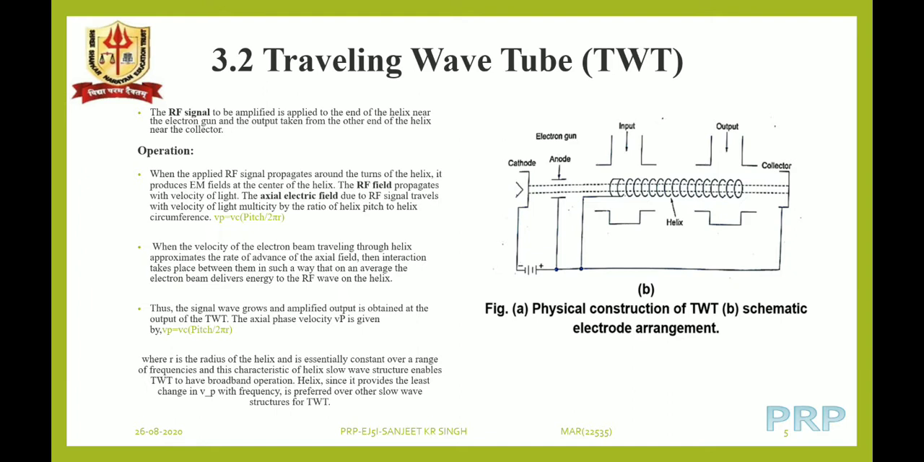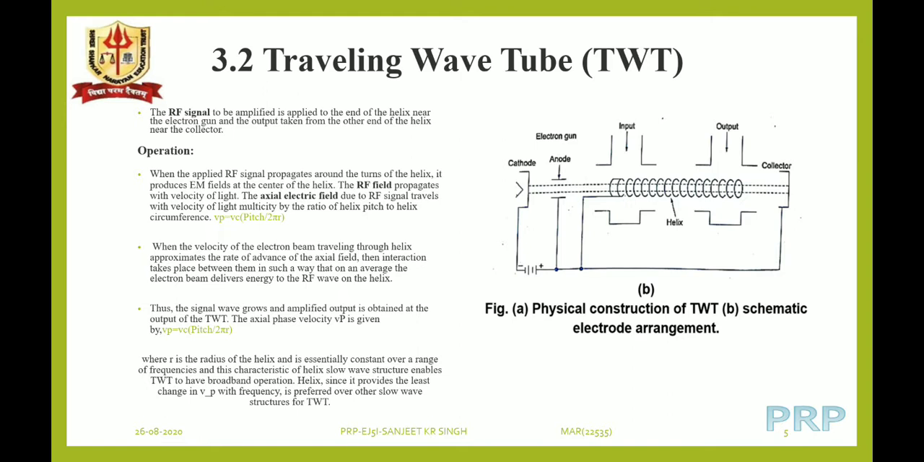So the axial electric field due to the radio frequency signal travels with the velocity of light multiplied by the ratio of helix pitch to circumference. Pitch is the height between two consecutive turns, or for 360 degrees the height attained by the coil of the helix, and the circumference is, of course, 2 pi r, where r is the radius of the circular bending of the helix.